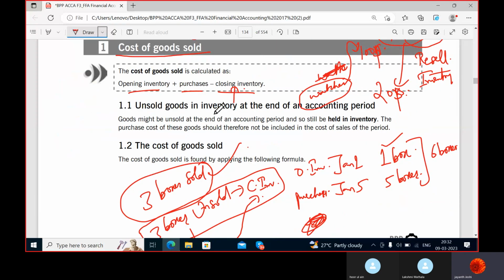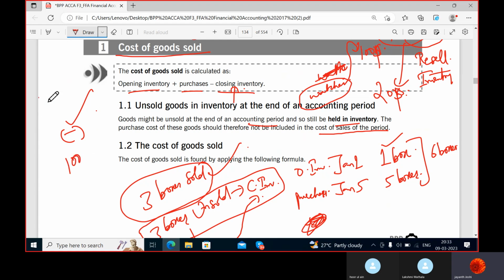So unsold goods in inventory at the end of the accounting period are goods that might be unsold at the end of the accounting period and so still be held in inventory. The purchase cost of these goods should therefore not be included in the cost of sales of the period. That's the reason we are subtracting this from the cost of sales. The reason to subtract closing inventory or unsold inventory from cost of sales is that we are not selling that. Hence the purchase cost of those goods which we are not selling should be excluded from the total goods we already purchased. So we purchased 100 boxes.